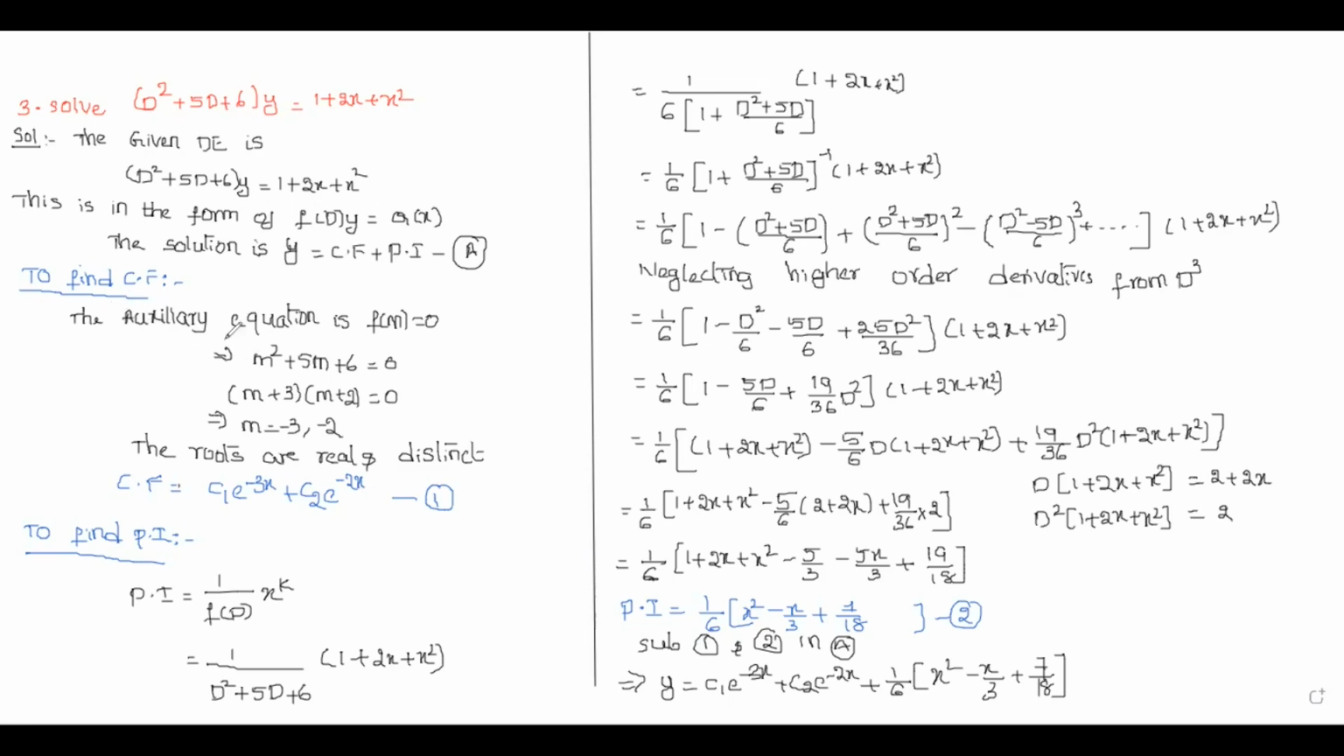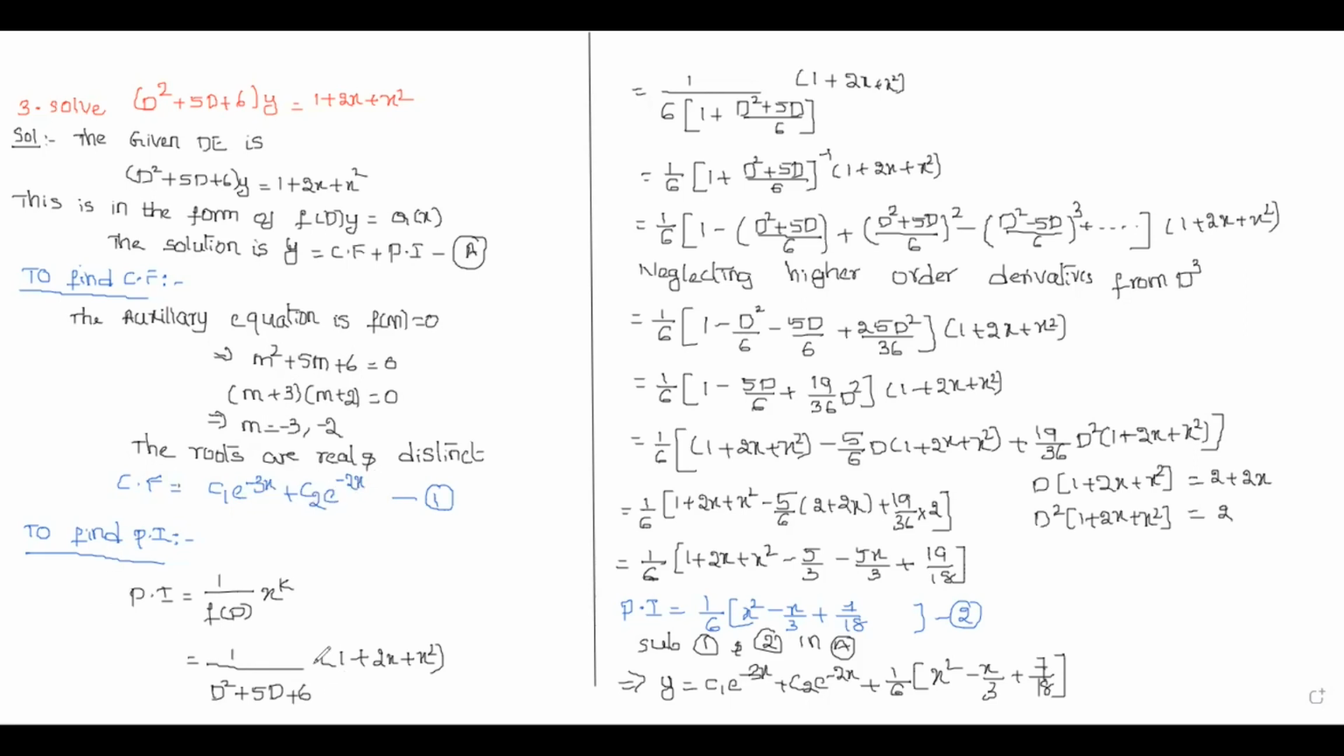To find complementary function, the auxiliary equation is f of m is equal to 0. m square plus 5m plus 6 is equal to 0. (m plus 3) into (m plus 2) is equal to 0. Therefore, m is equal to minus 3, minus 2. Therefore, the roots are real and distinct. Hence, the complementary function is c1 e power minus 3x plus c2 e power minus 2x.